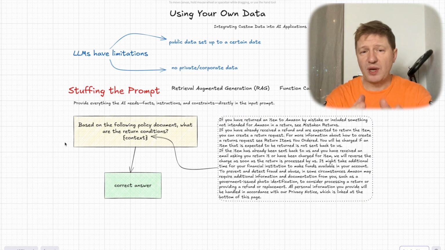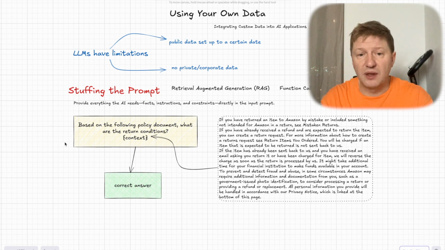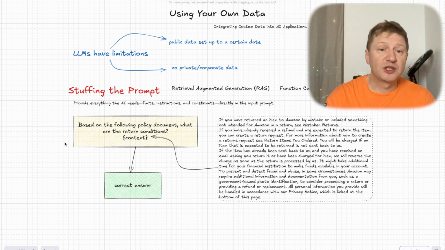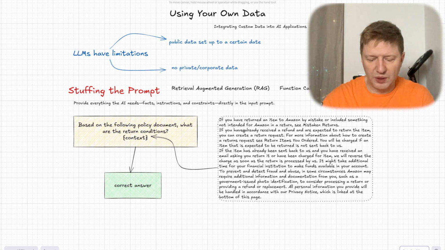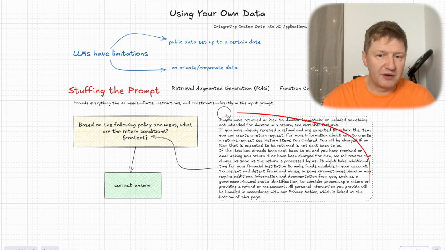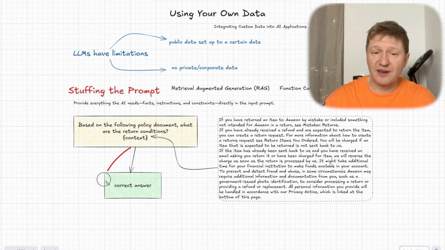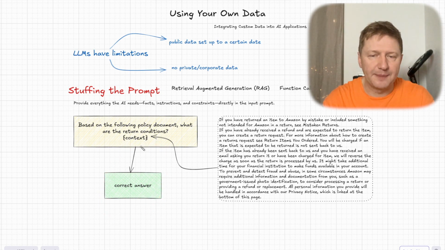If you take a look at how it works, it's this one. For example, you have a request like: based on the following policy document, what are the return conditions? This is very general information, and theoretically the LLM can help you here, but what is the returning policy? It could be your really private corporate data, for example, from a specific website, so it's not clear. So when you're stuffing the prompt, what's happening is you take this specific information and feed it into the context, into the prompt, and send it to the LLM. And so the LLM knows the correct answer. This is the core of this technique.